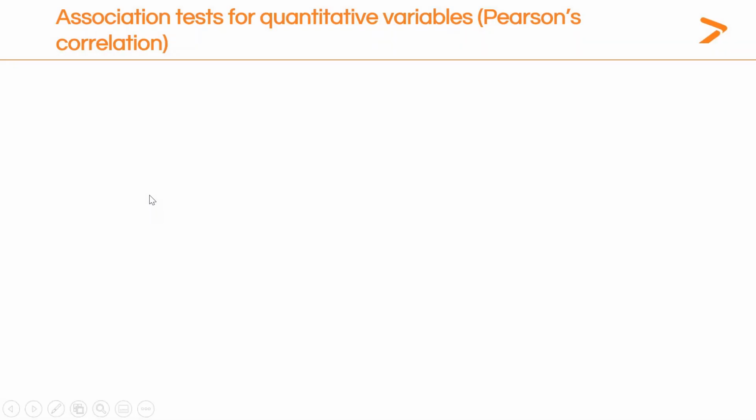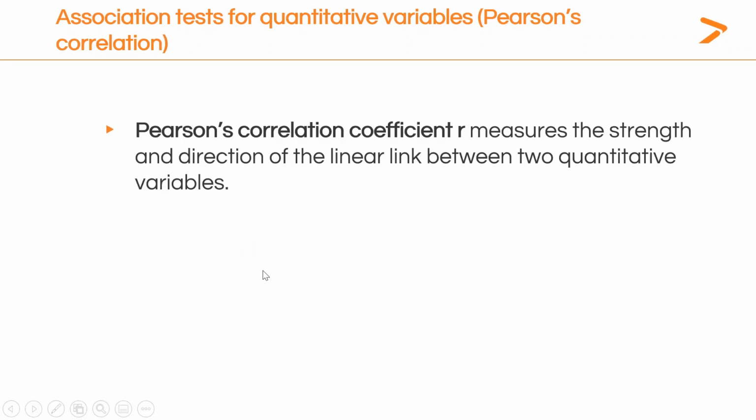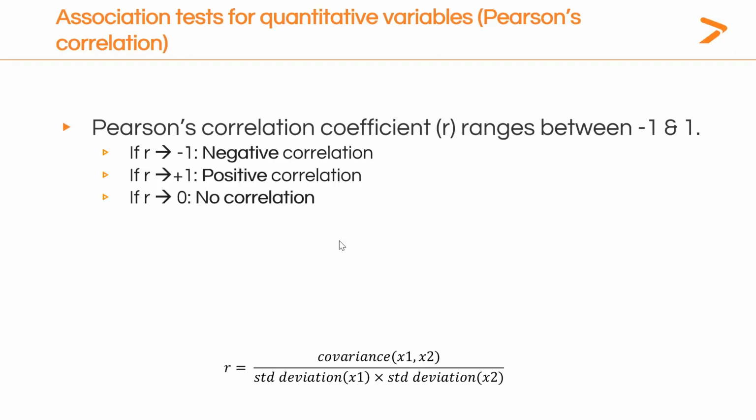So what can I do? First of all, I can compute what I call a correlation coefficient. So, for instance, Pearson correlation coefficient, which measures the strength and direction of the linear link between the two quantitative variables. So between each two quantitative variables, I will compute this R index here. And here is how I can interpret this correlation coefficient.